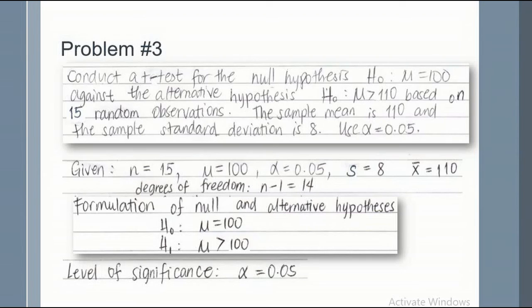Formulation of null and alternative hypothesis. H0: mu is equal to 100. H1: mu is greater than 100. Level of significance: alpha is equal to 0.05.